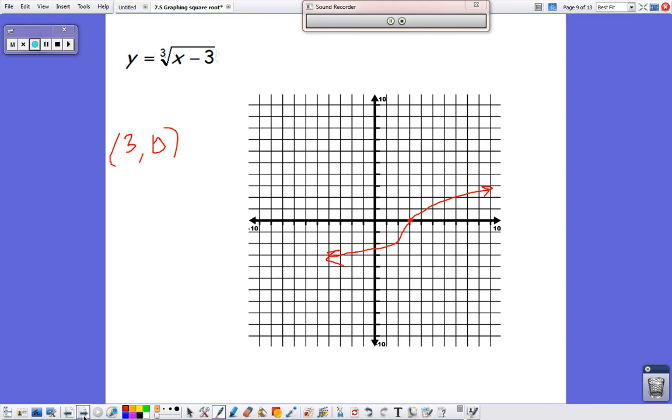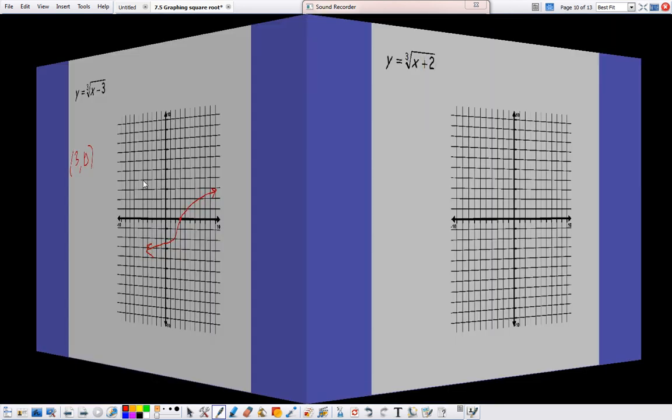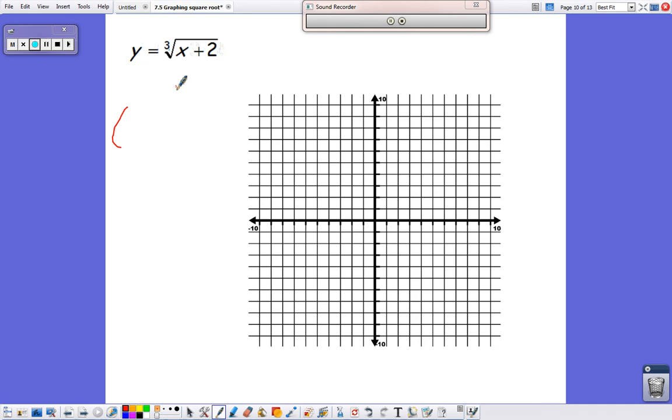Okay? So if I had a plus inside, the only thing that would change about it is, remember, this goes to a -2, 0. So my initial point is going to be on the x-axis at -2, and then I make my S shape. Okay? Alright.